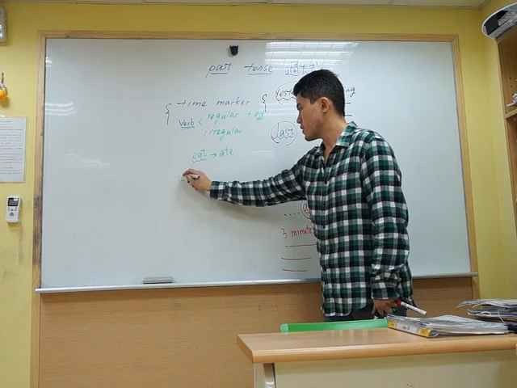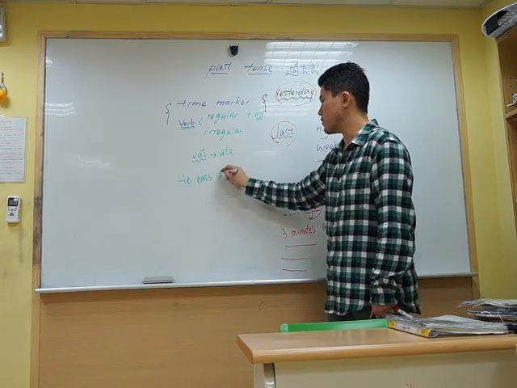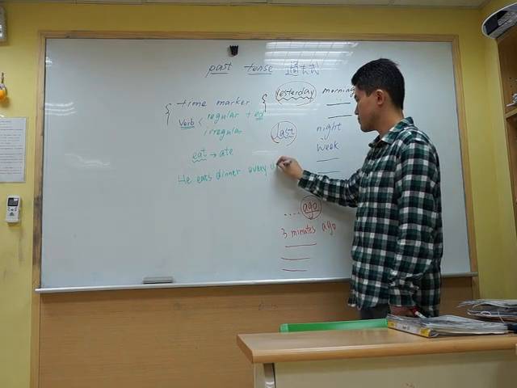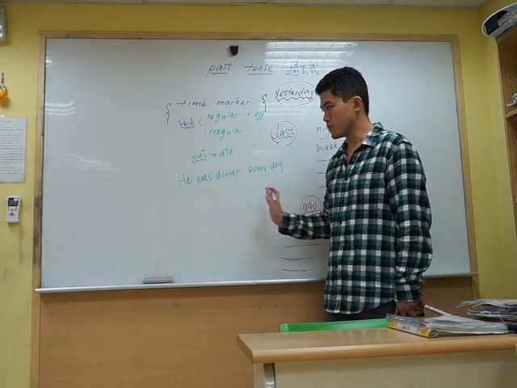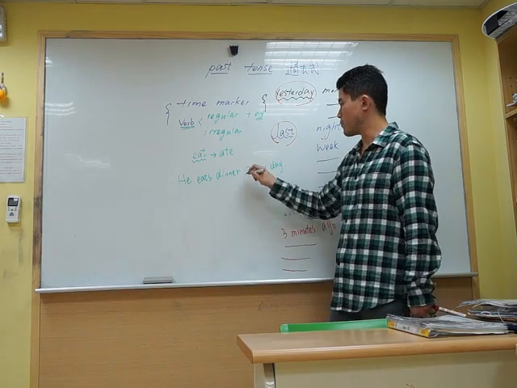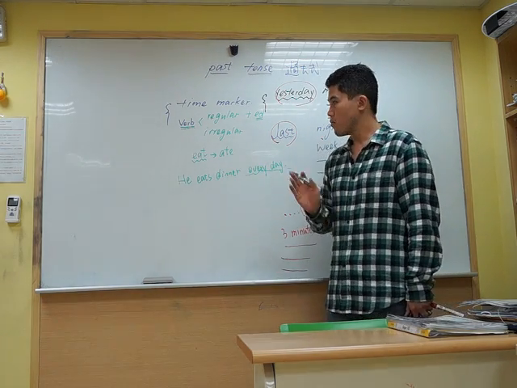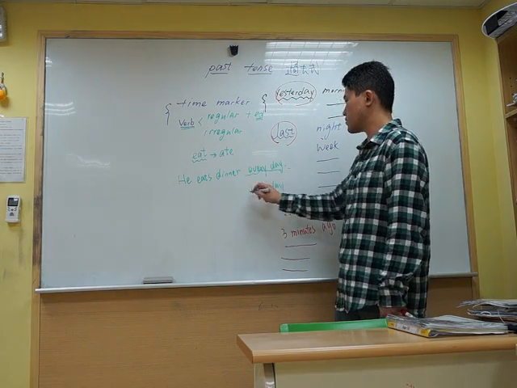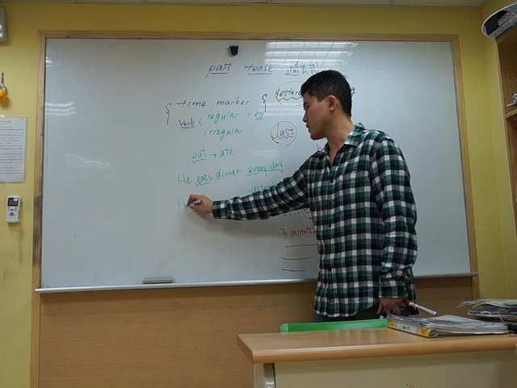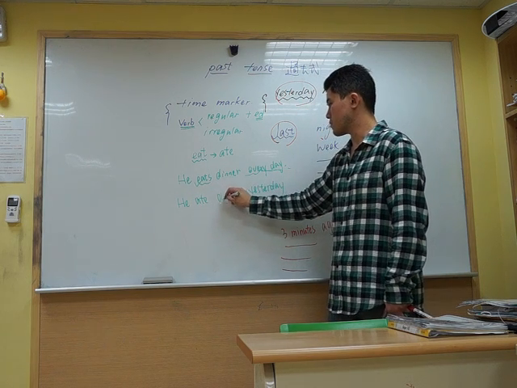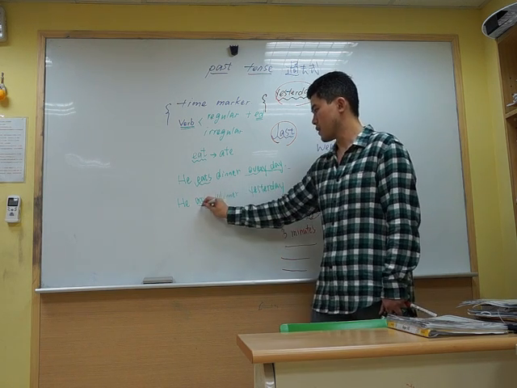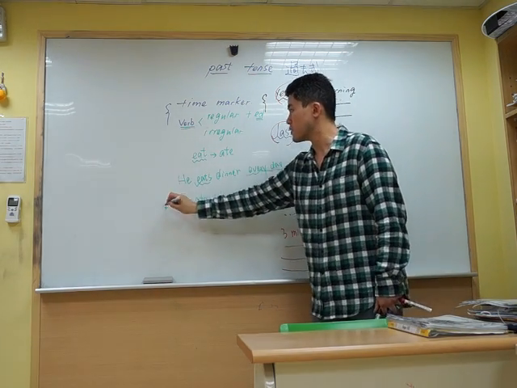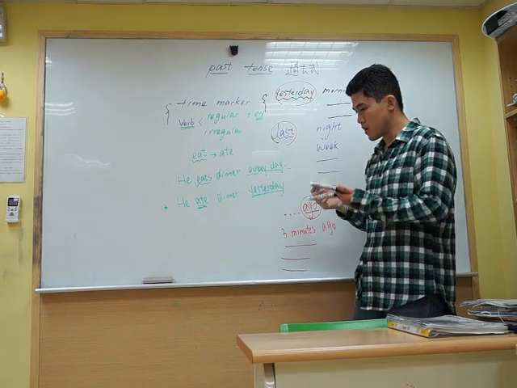For example, he eats dinner every day. This is present simple tense. He eats dinner every day. It happens every day, present simple tense. But when it happens yesterday, I have to change the verb too. So I say he ate dinner yesterday. Ate, past tense verb, yesterday, past tense time marker. This is past tense. Alright?